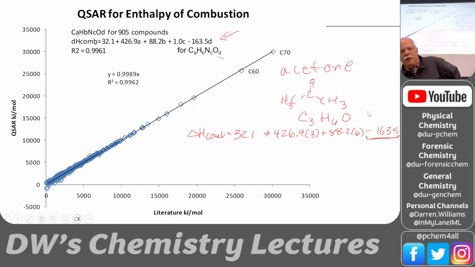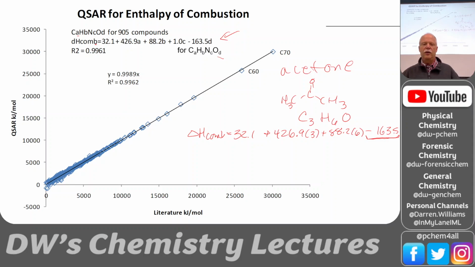So let's see who's faster on the calculator if you want to do this too. 32.1, 426.9, enter 3 times, and plus, and then 88.2, enter 6 times plus, and then 163.5 minus. So I get 1,678.5 kilojoules per mole. This is a pretty simple equation to use.